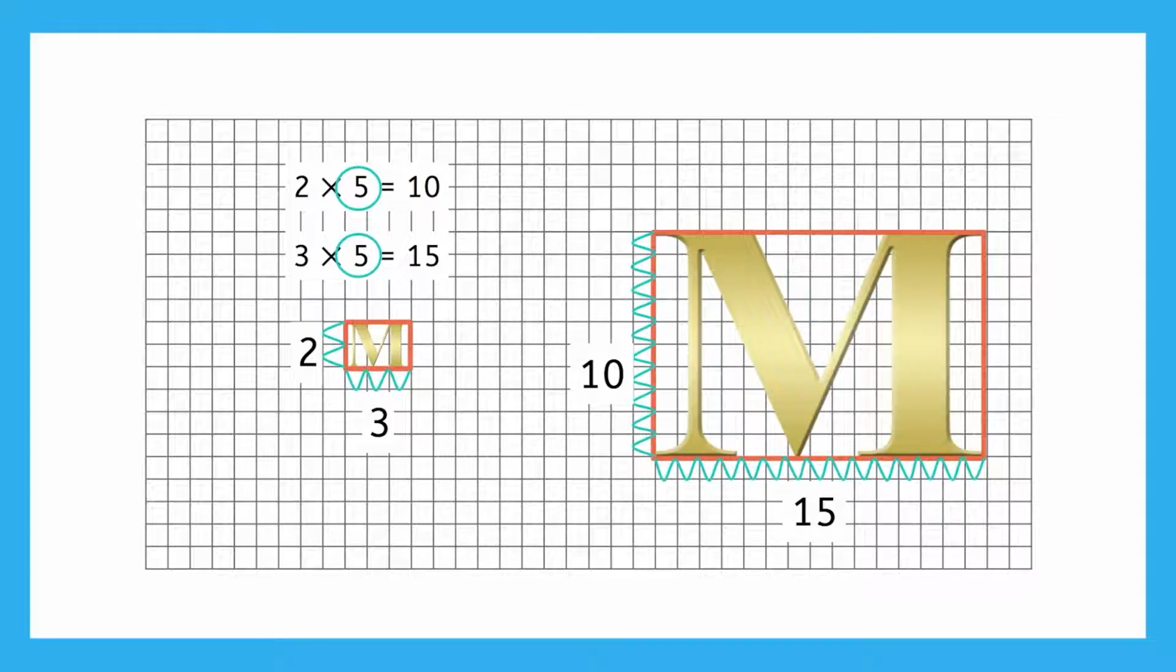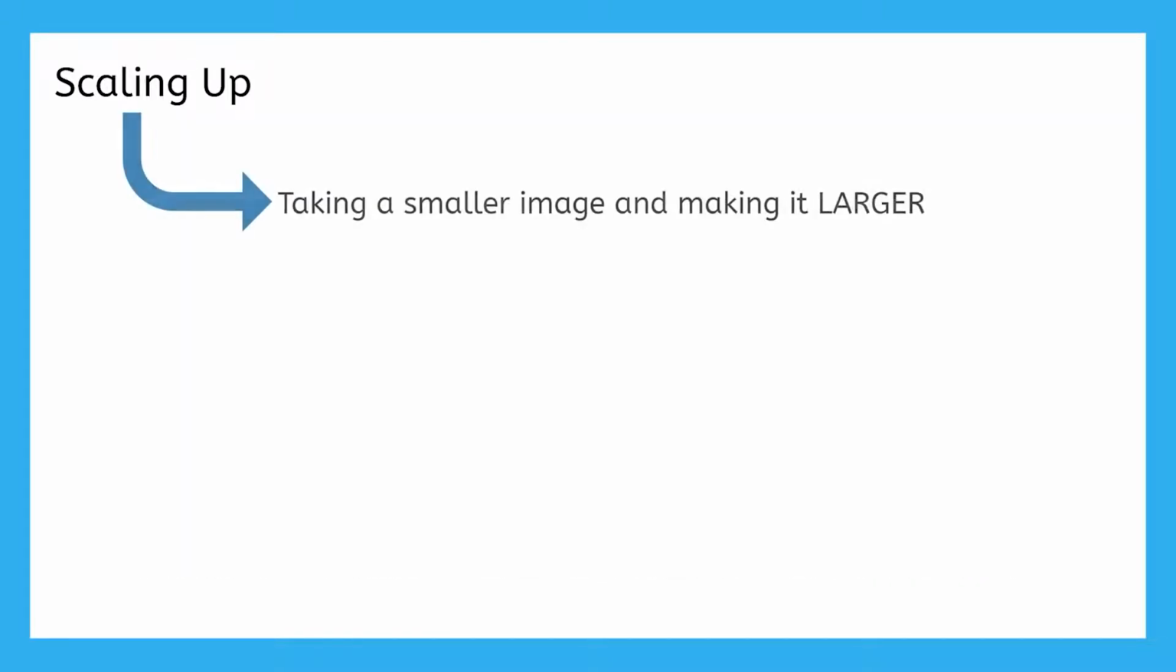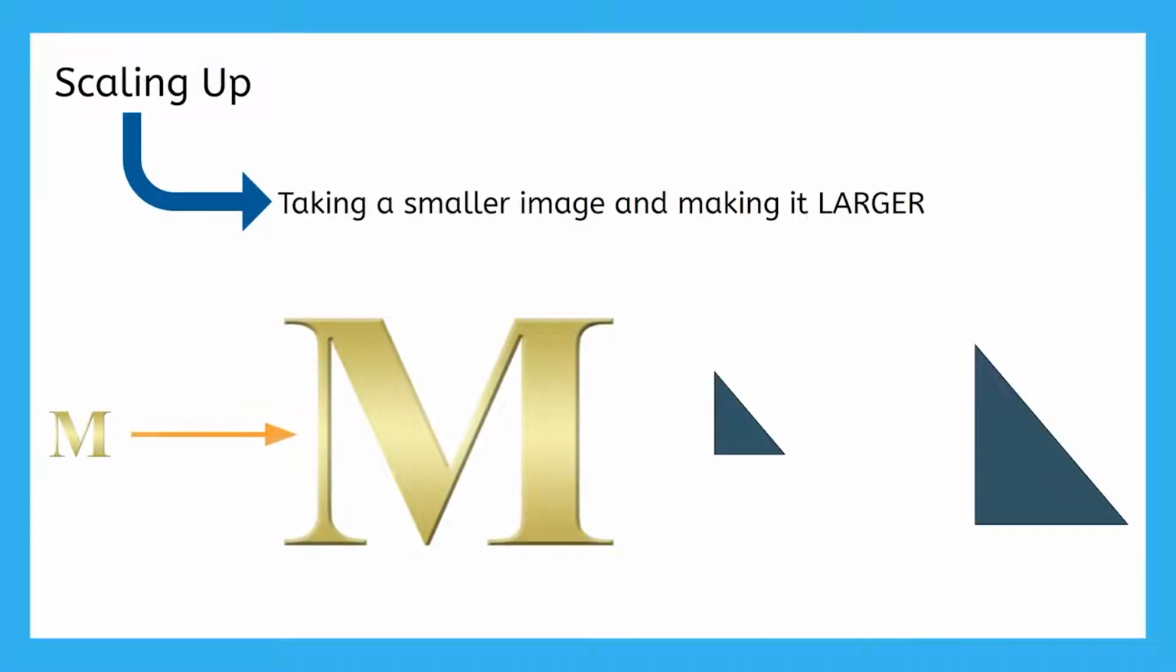This is great. I'm going to finish adjusting the rest of the letters in Matthew to finish this sign. Taking a smaller image and making it larger is called scaling up, since the size increases or goes up. I wonder what will happen when we try to make something smaller.